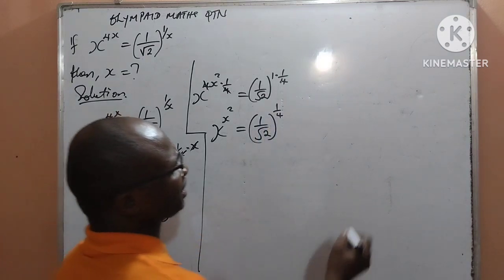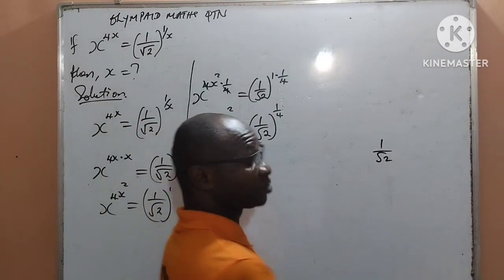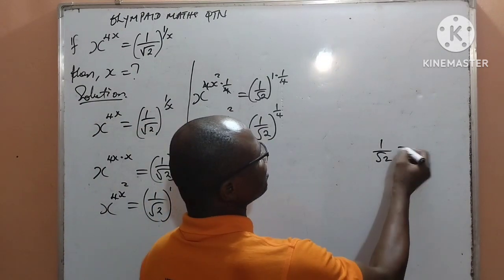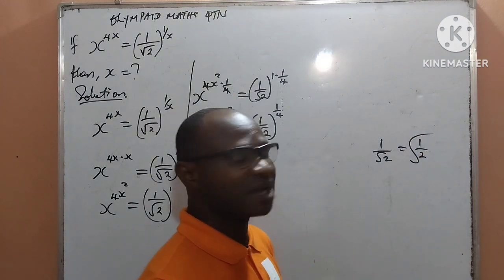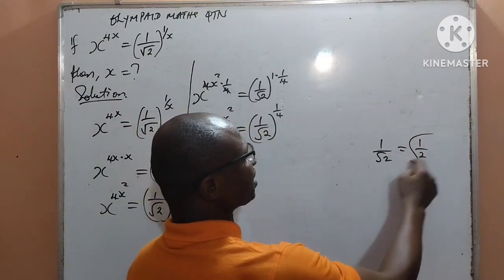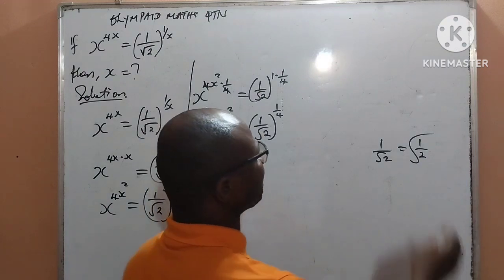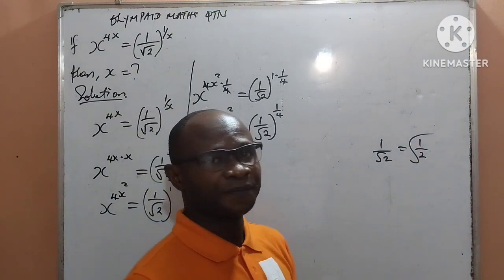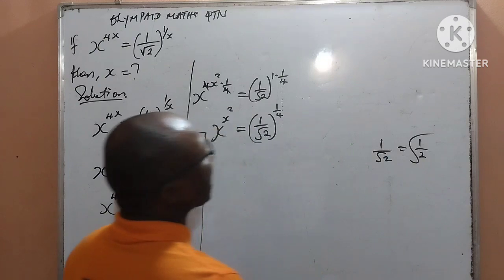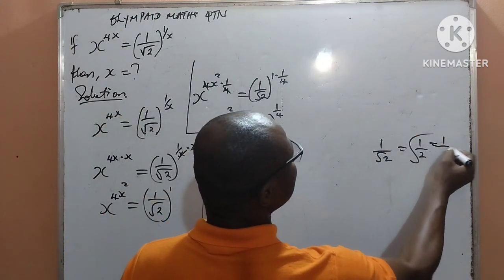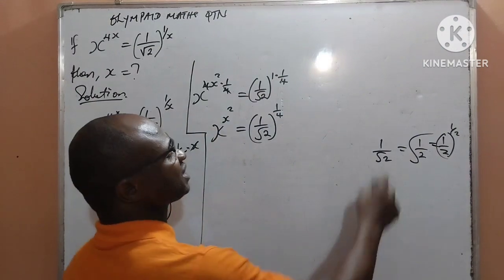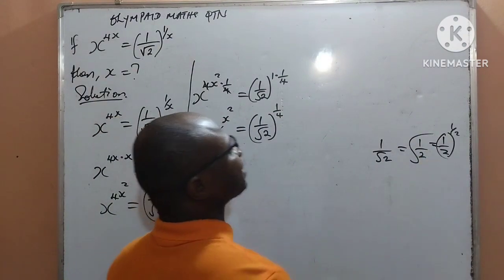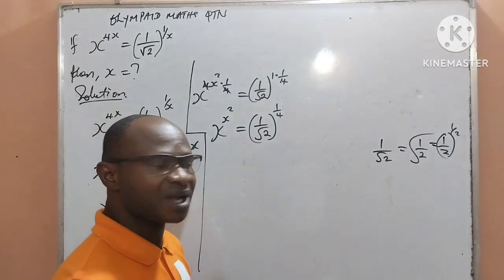I want you to see that 1 all over the square root of 2 is the same thing as simply 1 all over 2, then all square root, because the square root of 1 is 1, and the square root of 2 is still the square root of 2. Therefore, both of them are equal. Now, I can also write it as 1 all over 2 to the power of 1 over 2, because the square root symbol is simply the power of 1 over 2.